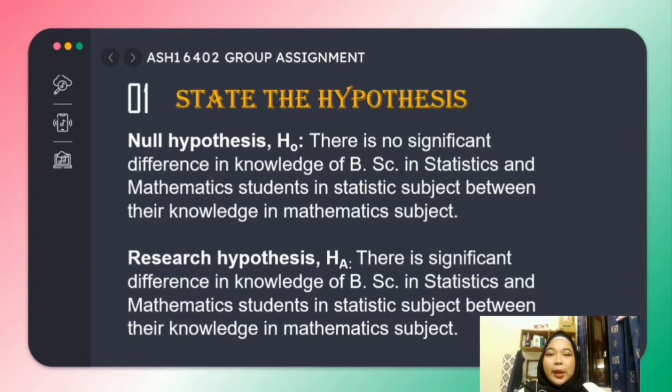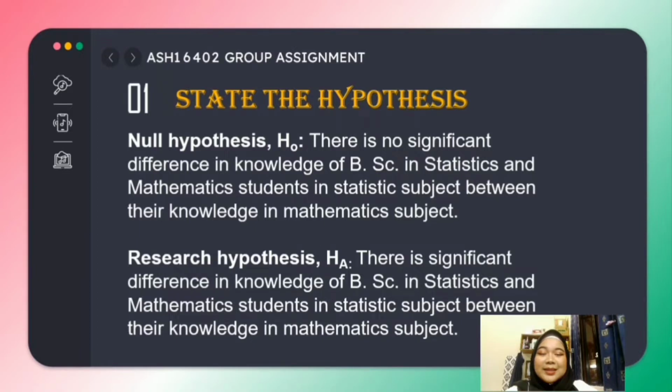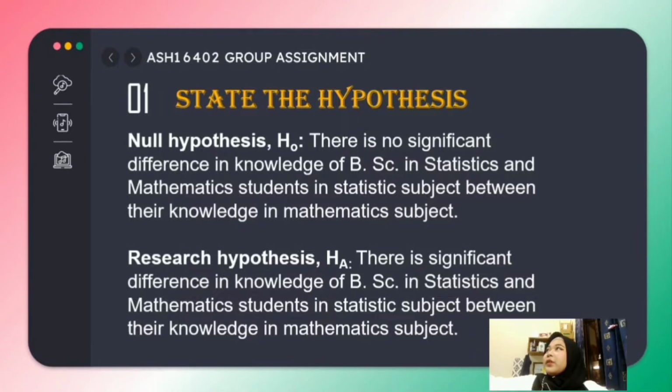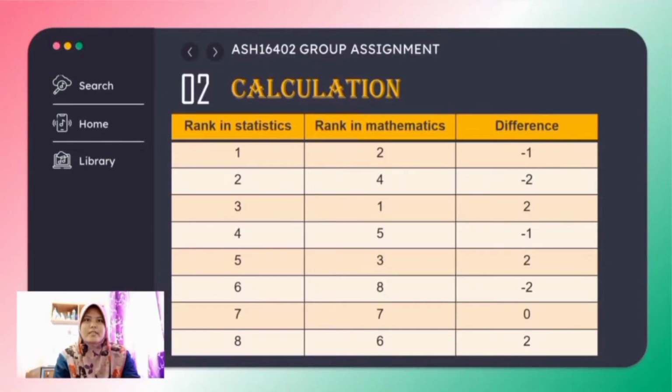Let's move on to the next slide. Before calculating, we need to state the hypothesis. And this is the hypothesis that we came up with. For the null hypothesis, there is no significant difference in knowledge of Bachelor of Science in Statistics and Mathematics students in the statistics subject between their knowledge in the mathematics subject. As for the research hypothesis, there is a significant difference in knowledge of Bachelor of Science in Statistics and Mathematics students in statistics subjects between their knowledge in mathematics subjects. Next step, we will start the calculation.